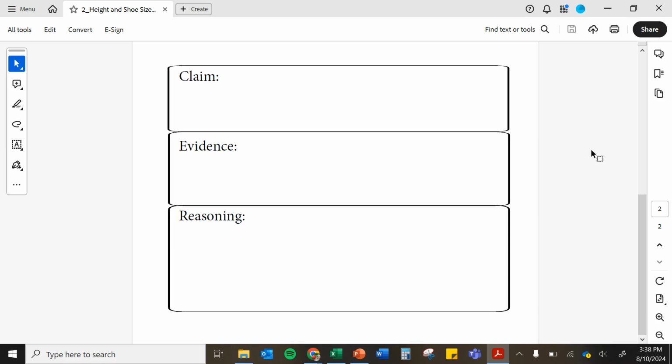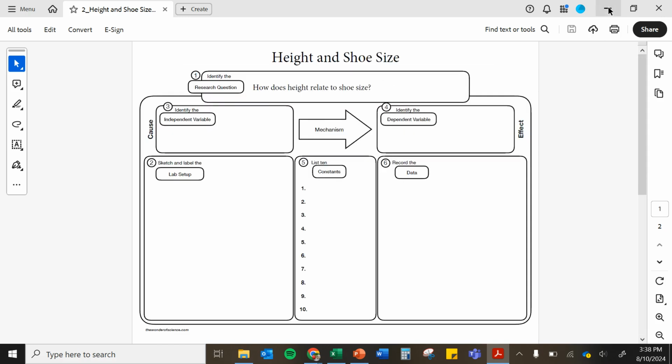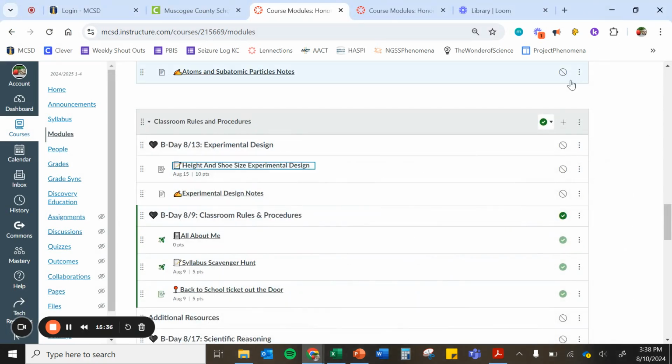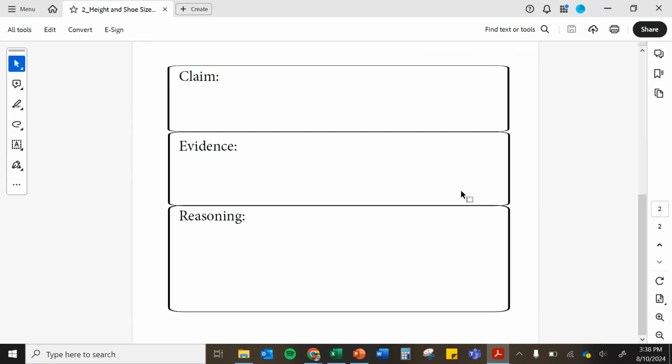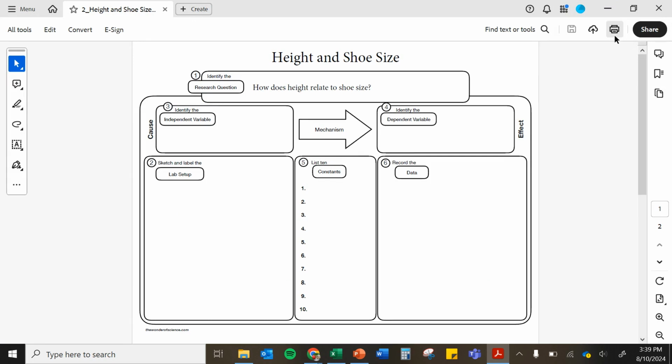Okay, so this is the assignment that you're going to turn into Canvas. The way that you will submit it is that you will take a picture of both sides of this document, and you will upload those two pictures to Canvas and submit it that way. Okay, so that is what you're doing for the rest of class.